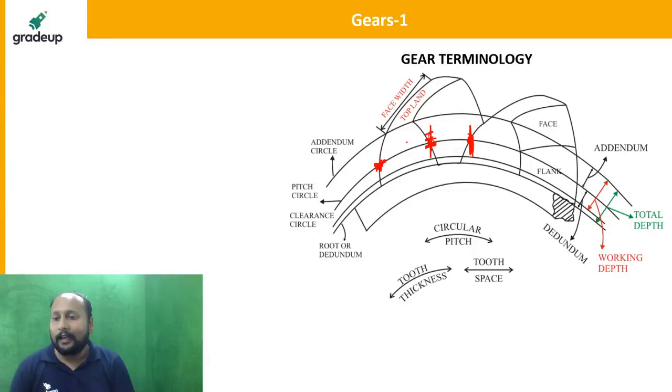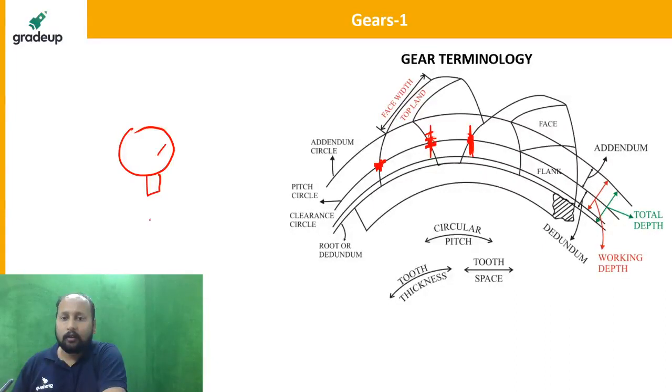And what is interference? Whenever we are having undercutting of the teeth, what will happen? Let us suppose we are having a gear. This is the teeth of the gear. This is the second gear, whose teeth are very long.